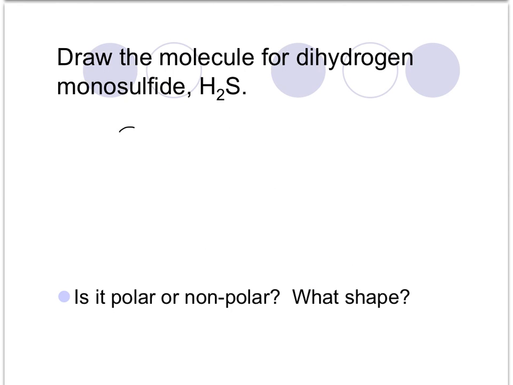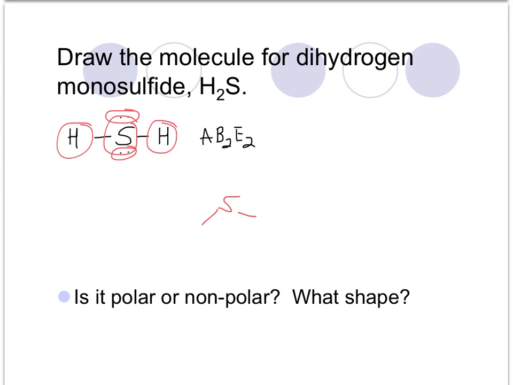When I draw the molecule for hydrogen sulfide, we end up getting this structure right here. If I code this, it would be an AB2E2. I have one central atom, that's my A, two bonding atoms, those would be my B2, and then two lone pairs coming off the central, which is E2. What that means is my structure is really in a bent shape.